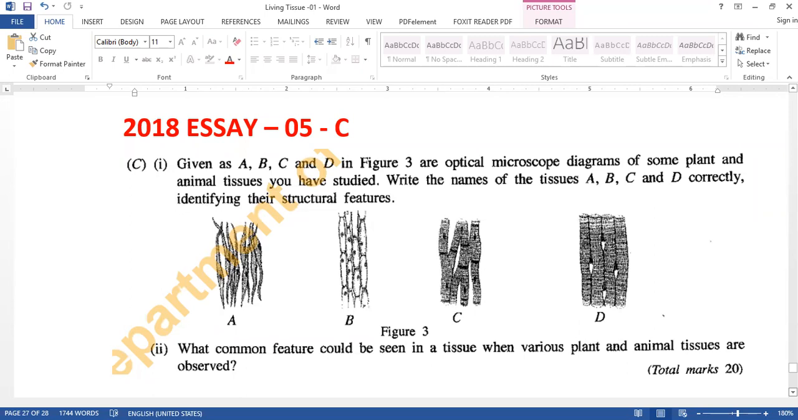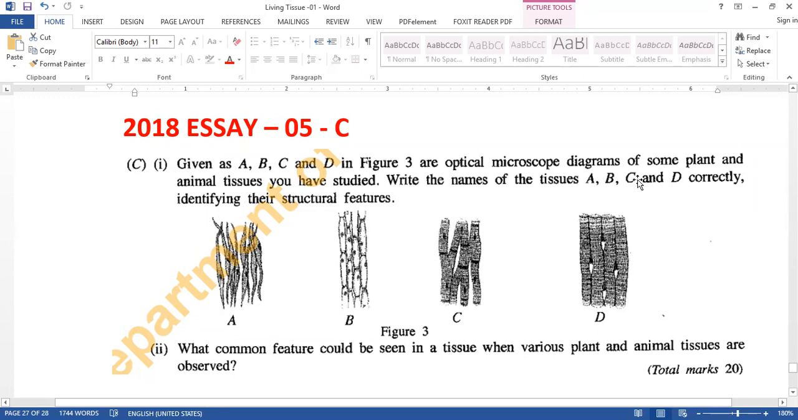Look at the question: the given A, B, C and D in figure 3 are optical microscope diagrams. So sometime in the coming years, they will ask what instrument can be used to determine or see the structure of these cells, and you can put optical microscope.